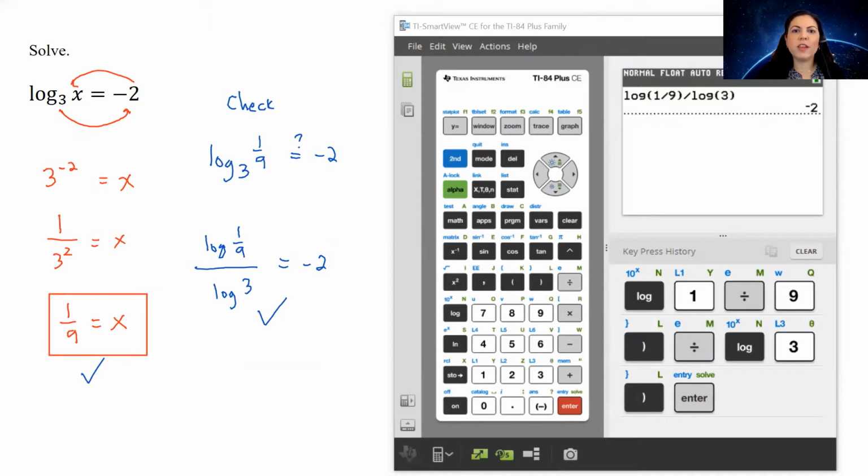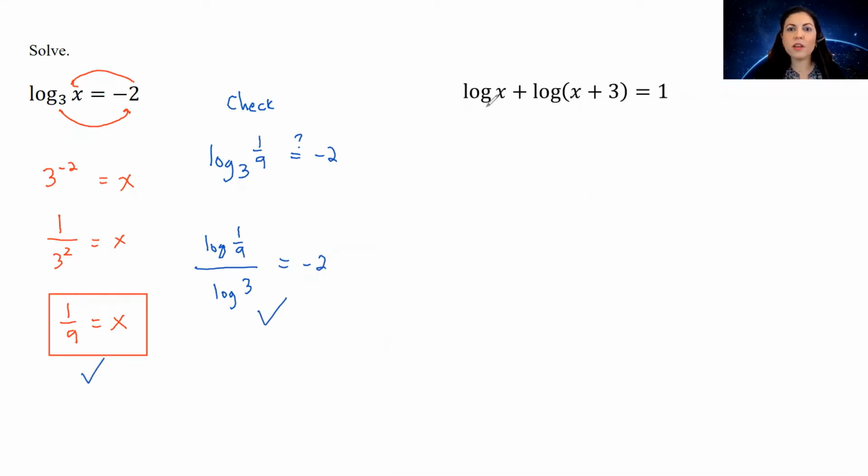All right, let's try the next example. Here we do have two separate logarithms that we need to combine into a single logarithm before we can change it to exponential form. Since I have the sum of two logarithms that have the same base, these are both the common logarithm of base 10. Since I have the sum of two logarithms, I can combine that into a product using the product rule. So since I have log plus log, I can combine it into the logarithm of those two values multiplied together. And now that I have it as a single logarithm, I can change it to exponential form.